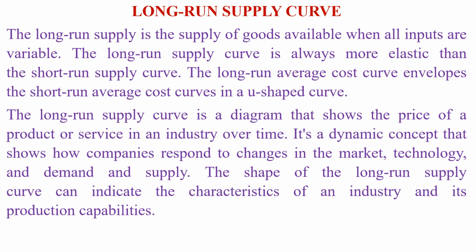Long-run supply curve. The long-run supply is the supply of goods available when all inputs are variable. The long-run supply curve is always more elastic than the short-run supply curve. The long-run average cost curve envelopes the short-run average cost curves in a U-shaped curve. The long-run supply curve is a diagram that shows the price of a product or service in an industry over time. It's a dynamic concept that shows how companies respond to changes in the market, technology, and demand and supply. The shape of the long-run supply curve can indicate the characteristics of an industry and its production capabilities.